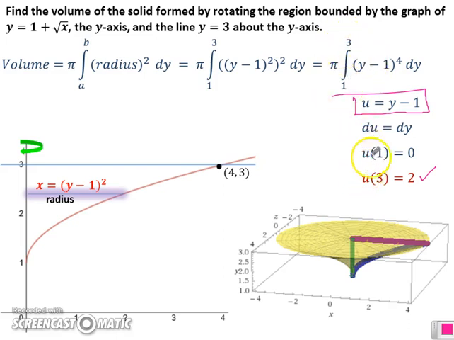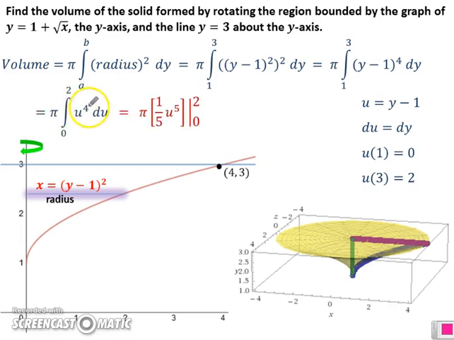So let's rewrite this. You'll have u to the 4th power du from 0 to 2 now. And that's so much easier to integrate. No algebra involved. U to the 5th power over 5 from 0 to 2. Just plug in, fundamental theorem, and simplify.